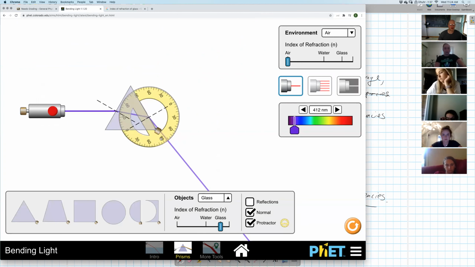Again, measure all those different angles. So here you're measuring 4 different angles by using 2 sets of 2, and then determine the index of refraction of the glass.